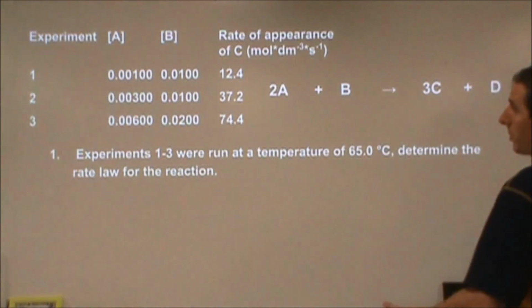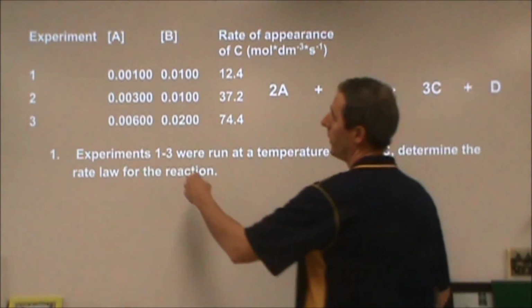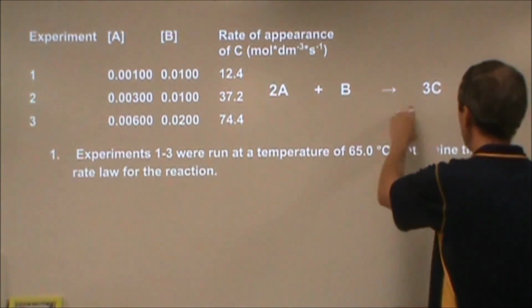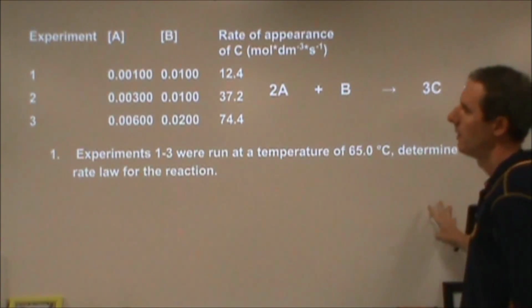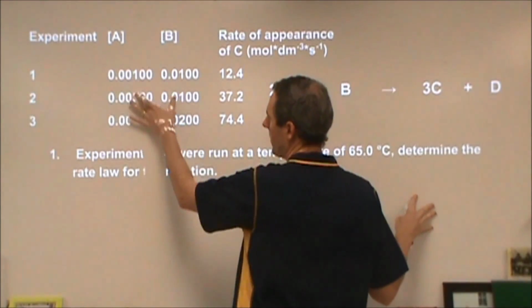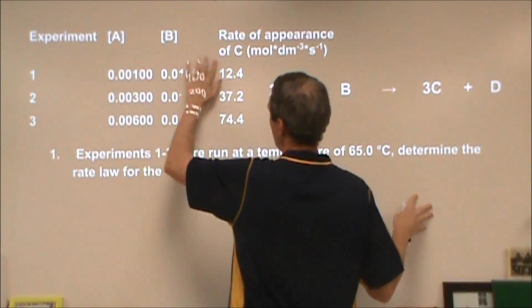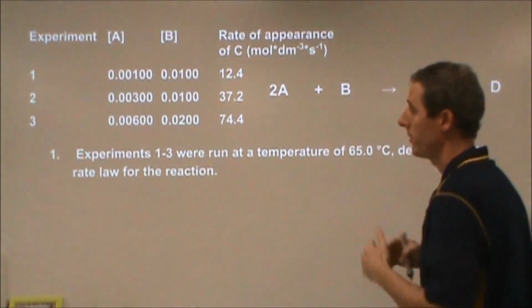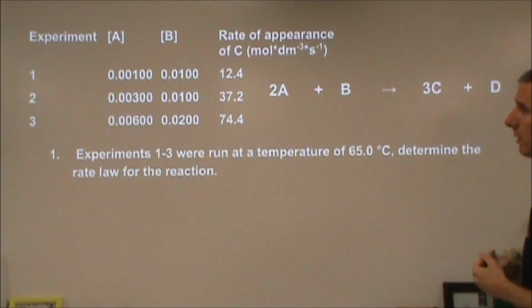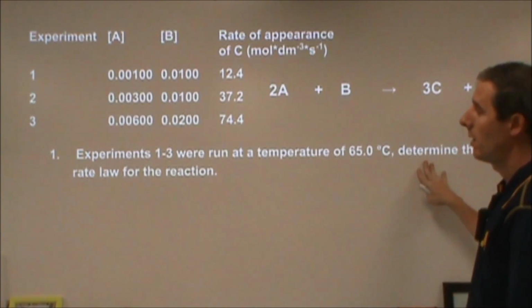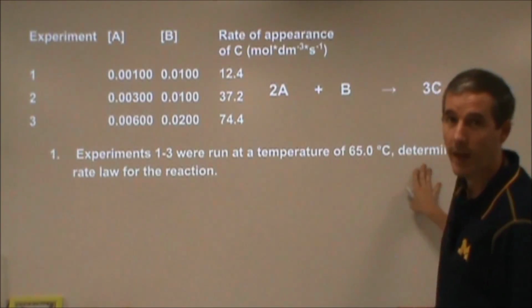So in this particular problem, we have two sets of data. We have an experiment being run, 2A plus B turns into 3C plus D. And then we're given various concentrations of A and B in different experiments, and then what their rates are as a result of those concentrations. Question 1 says find the rate law for that particular reaction.